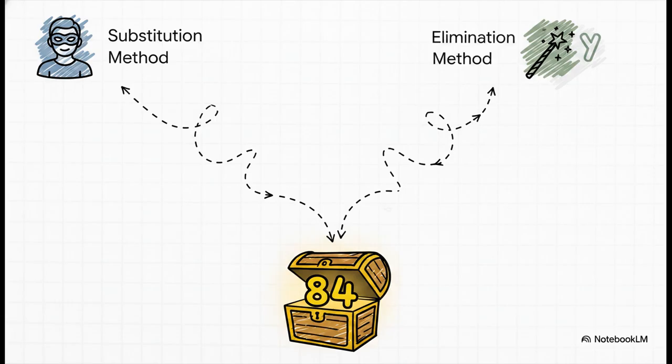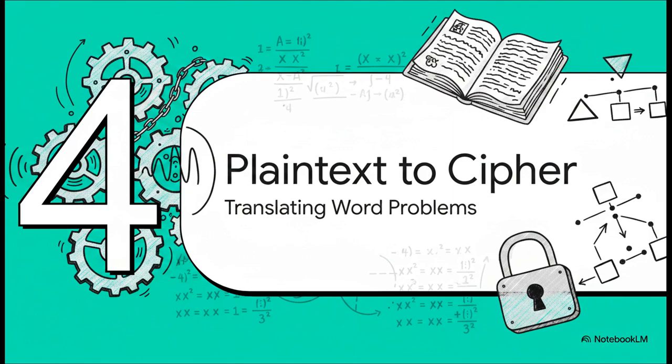This shows that no matter which tool you choose, as long as you use it correctly, you're going to get to the same right answer. Our secrets are confirmed. X is 8, Y is 4. Okay, so we can solve ciphers, but a true cryptographer also has to know how to write them.